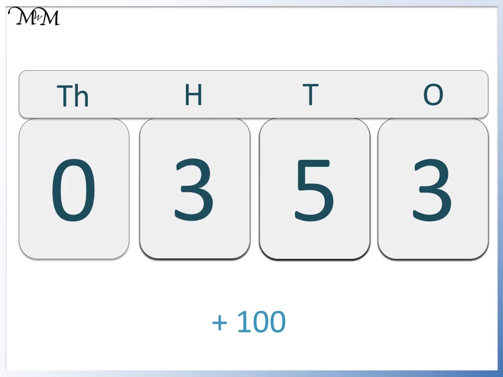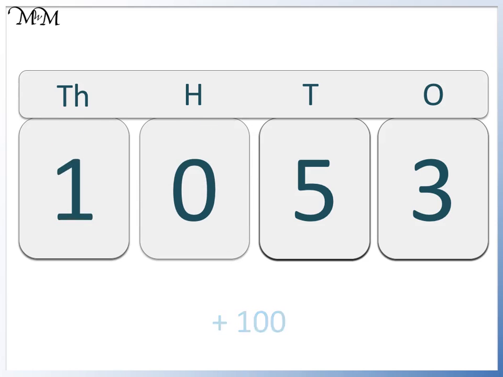353, 453, 553, 653, 753, 853, 953. And if we add 100 again, the 9 becomes a 10. So we have 1 in the thousands column and 0 in the hundreds column.